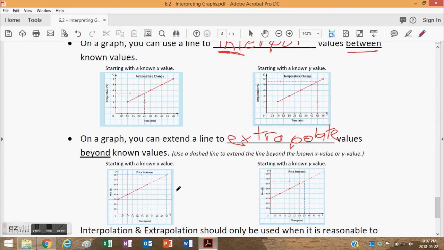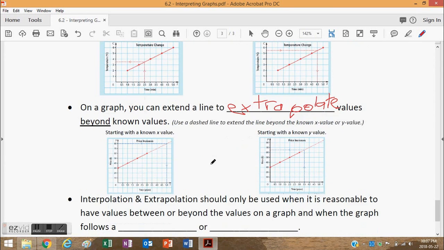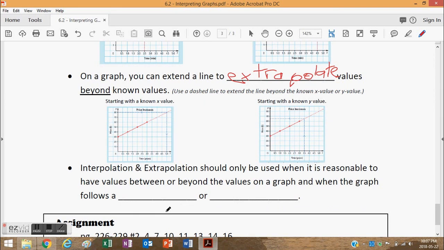On a graph, you can extend a line to extrapolate. And this is something I didn't mention. Usually when you extrapolate values, as it says underneath here in brackets and italicized, use a dashed line to extend it. Basically what you're saying there is, this is my best guess, and I'm assuming that whatever trend had started will continue. And then the process is the same. Once you have a line, you can estimate values.